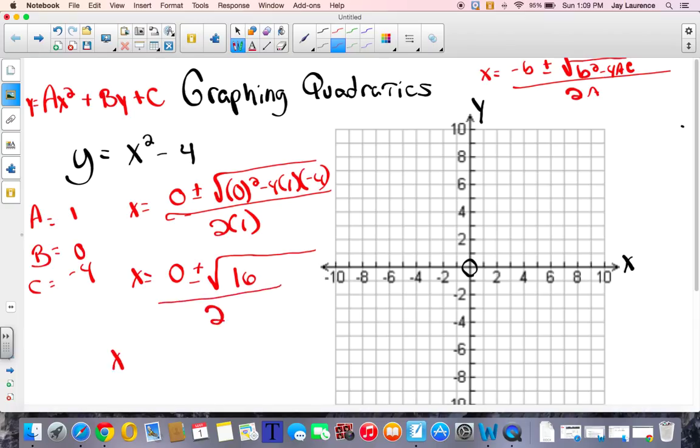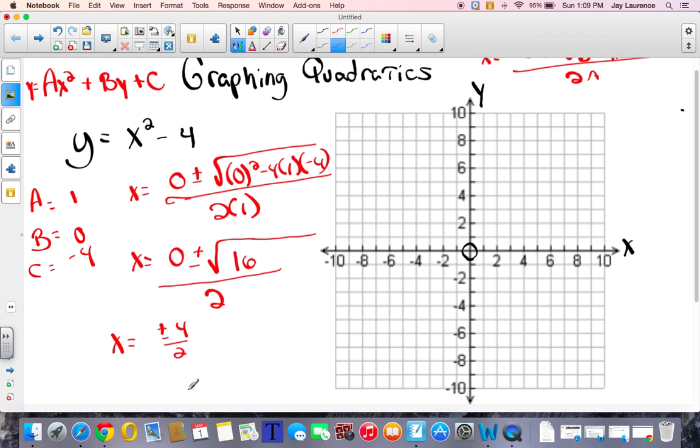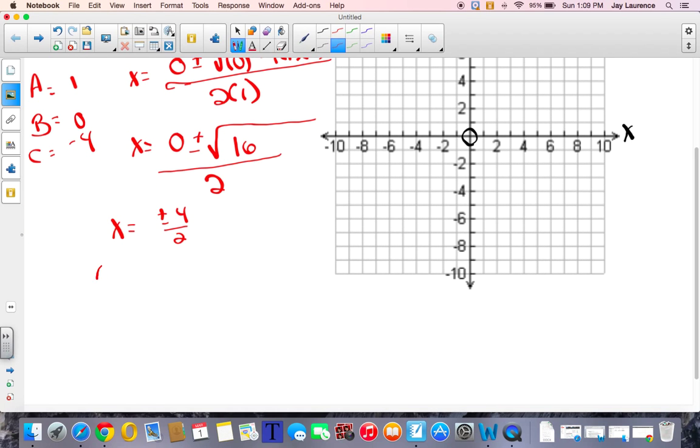So I'm going to get x. The two x-intercepts are going to be plus or minus 4 over 2, which will yield the point (2, 0) and the point (-2, 0). So the x-intercepts are there.